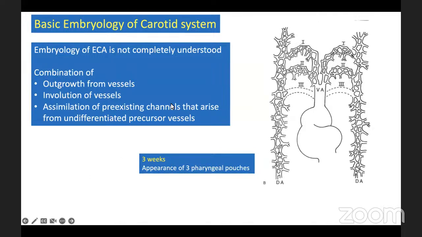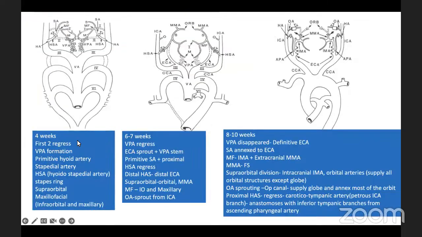So by the timeline, at 3 weeks, we can see the appearance of the pharyngeal arches, where the dorsal and ventral aorta are connected. This is the appearance of the 3rd pharyngeal arch at 3 weeks. These are the timeline events from 4 weeks up to 10 weeks. At 4 weeks, the first 2 pharyngeal arches regress, but the 3rd pharyngeal arch forms the ICA. So this is the CCA and the ICA that is formed here.